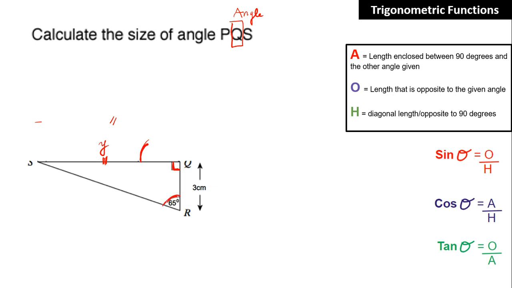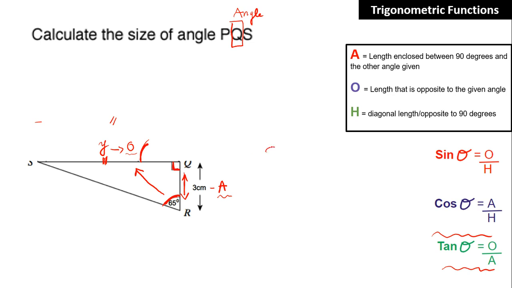Now, looking at this particular example, this 3 centimeters, if you look carefully, there is a 90-degree angle here, there is an angle here, and this 3 centimeters is trapped between these two, which means that the 3 becomes my adjacent. So I'm going to write A. And the length that I have to find, the y, is the length that is right opposite to the angle given. So this y becomes the opposite. And now you have to identify that if I have my O and my A, I'm going to be dealing with tan theta.